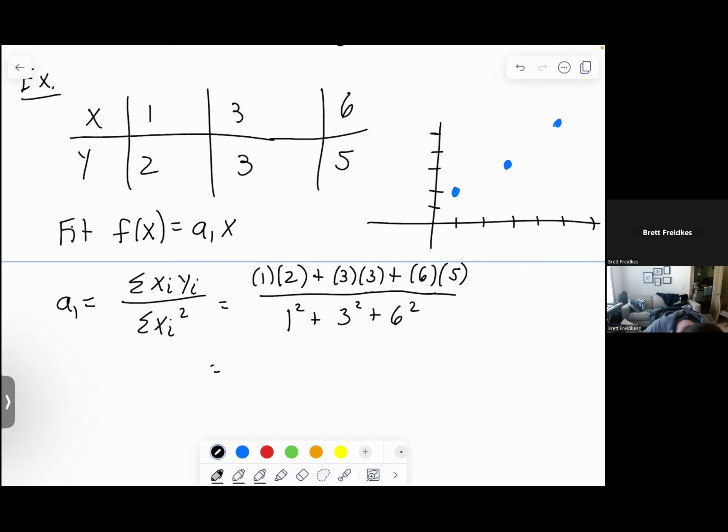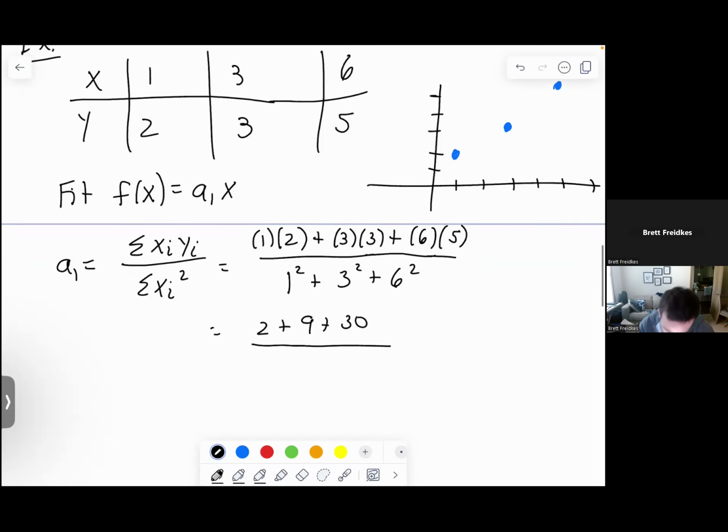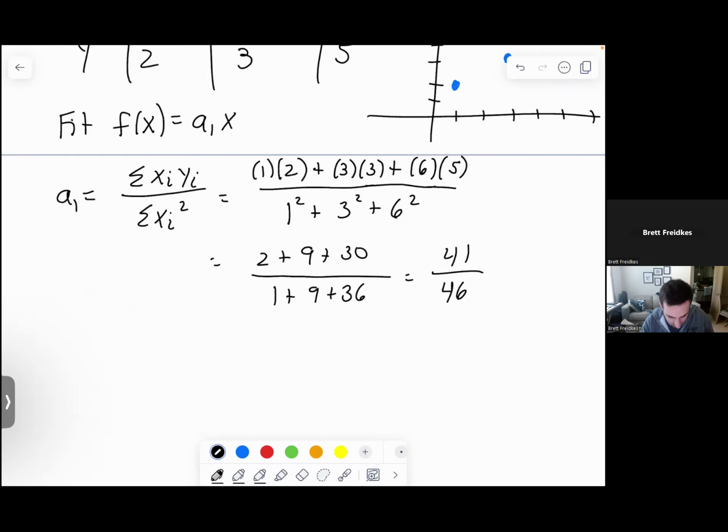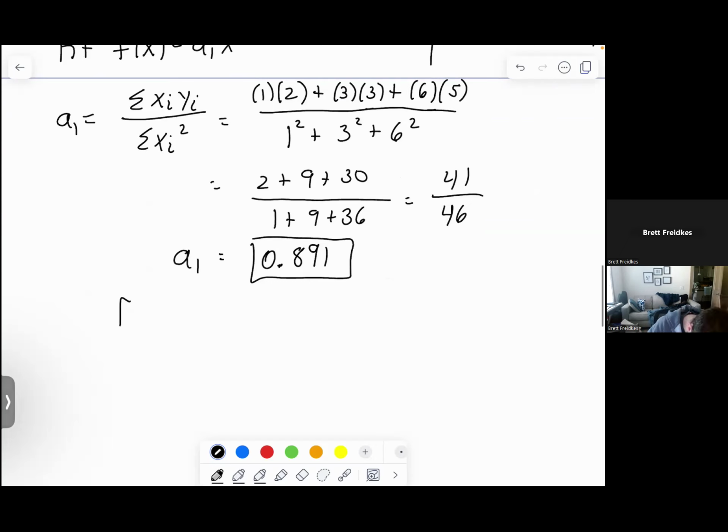So if we look at the numerator, that's going to be 2 plus 9 plus 30. Before I use the calculator, 2 times 1 is 2, 3 times 3 is 9, 6 times 5 is 30. And the denominator is 1 plus 9 plus 36. That's going to be 41 over 46. If I did everything right, this is going to be 0.891 as our a1 value. So that means that f of x, the fit for this, is 0.891 times x.